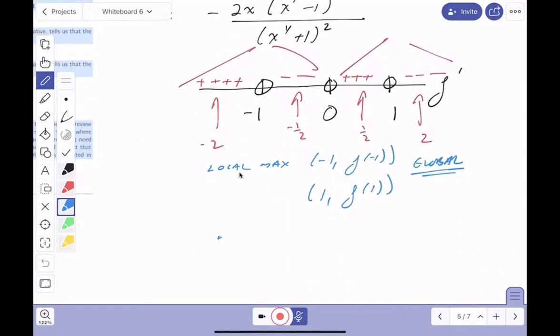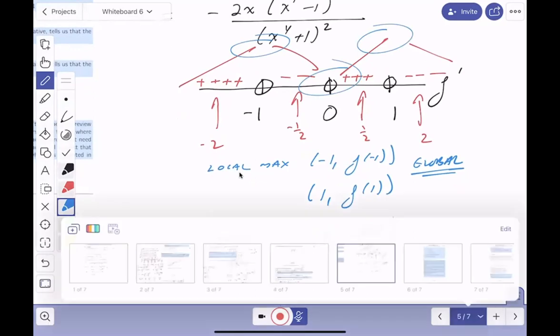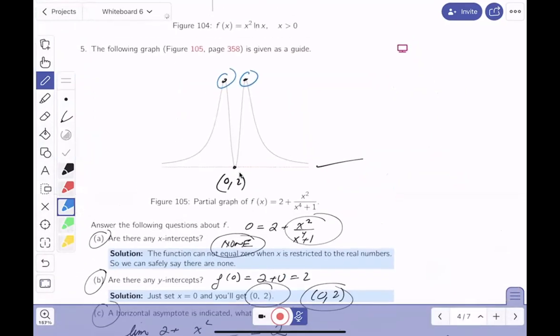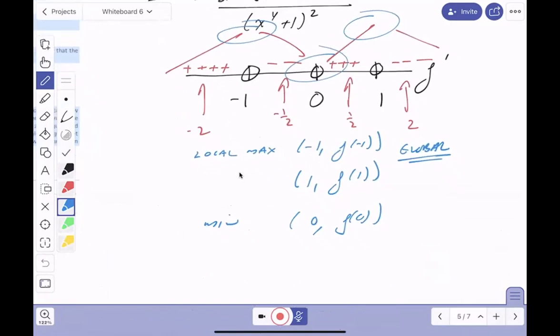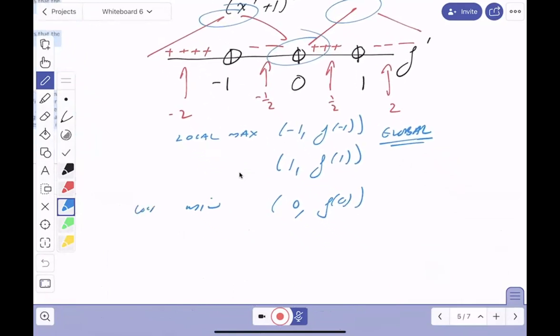And where's the minimum? Again, I'm looking at these pictures over here, max, max, min. The min occurred at 0, f of 0. And looking back over the picture, I want to point out what I mean by that. I'm seeing this is not only a local minimum, but it's a global minimum. So it's local and it's also global.